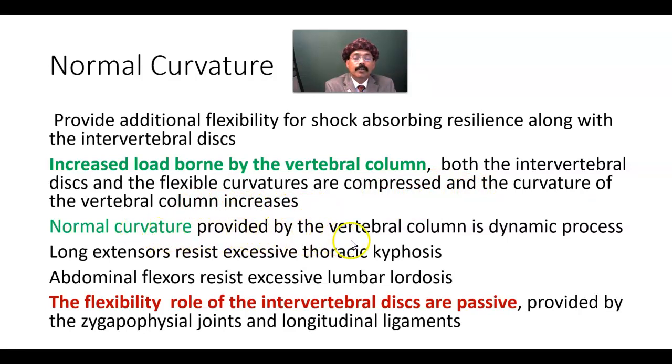Normal curvature provided by the vertebral column is a dynamic process. Long extensors resist excessive thoracic kyphosis. Long extensors, for example the erector spinae muscle, prevent excessive forward bending. Abdominal flexors, especially the external oblique and internal oblique muscles, resist excessive lumbar lordosis or backward bending of the vertebral column.